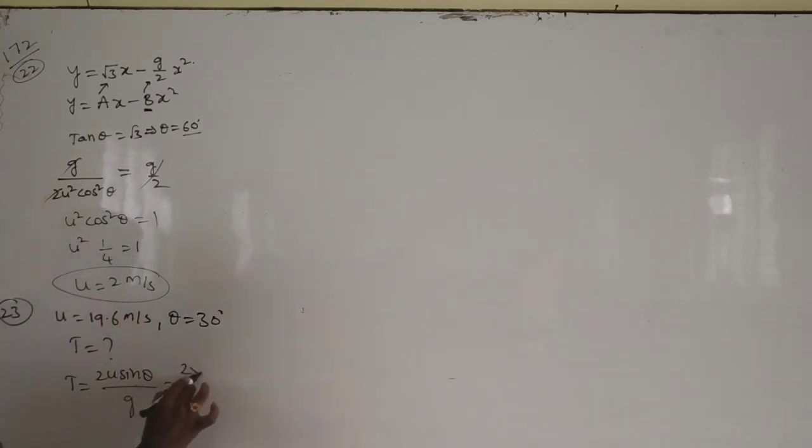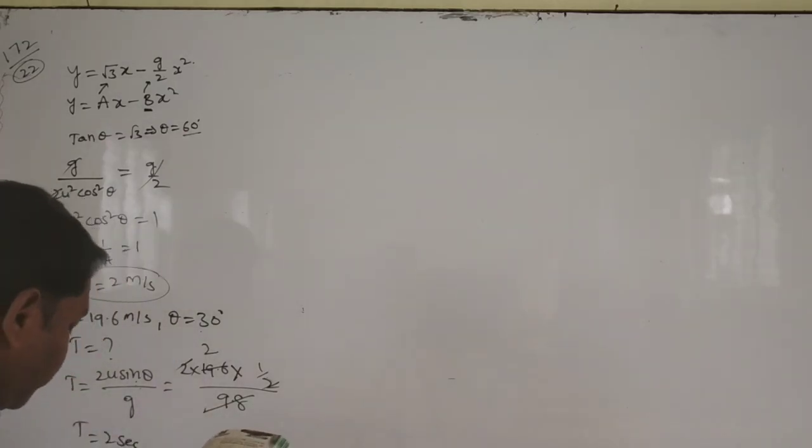This is equal to 2 into 19.6 into sin 30, which is 1 by 2, divided by the g value 9.8. The 2s cancel, so the time taken is equal to 2 seconds.